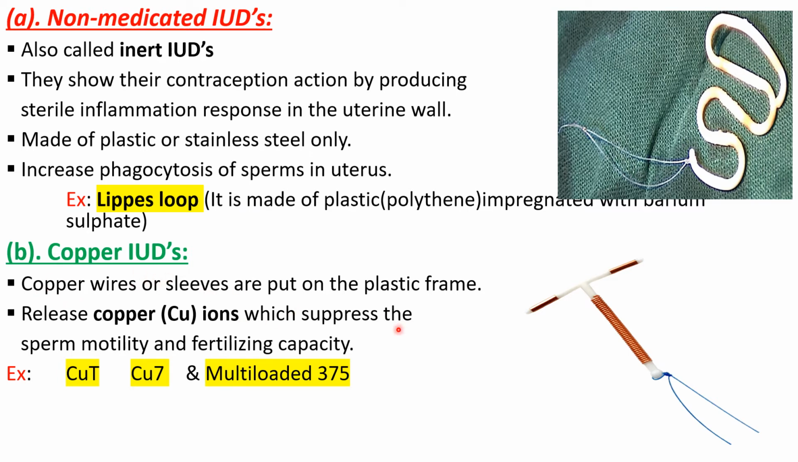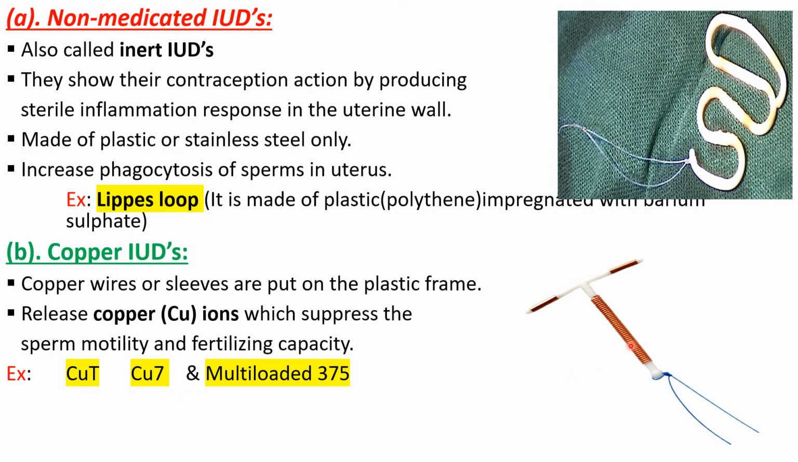The next type of IUD is copper intrauterine devices. As the name indicates, these devices mainly contain the copper metal. There is a plastic frame. This plastic frame is wound with copper wires or sleeves. This is the copper wire neatly wound around the plastic frame. Here, the frame releases copper ions. Copper ions play an important role in suppressing the motility of the sperms, I mean the movement of the sperms, and also reducing the fertilization capacity.